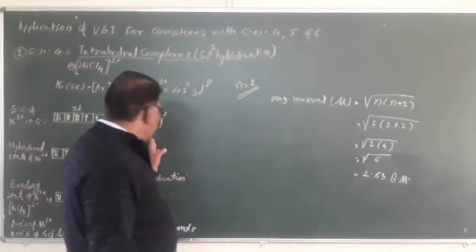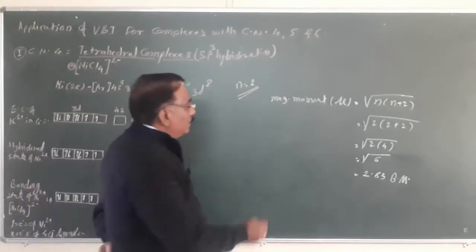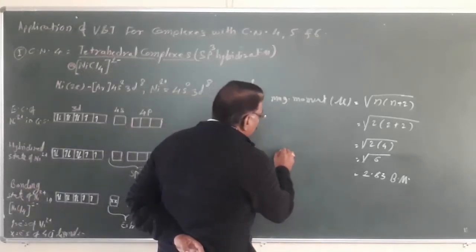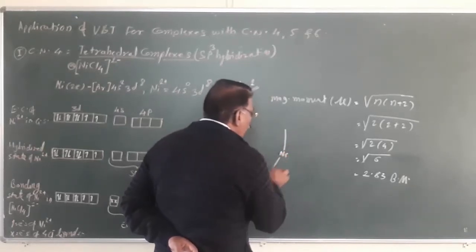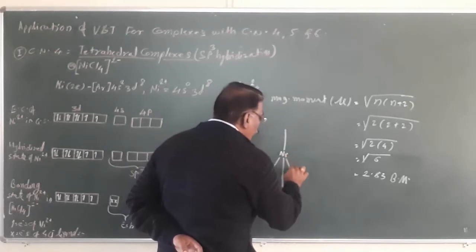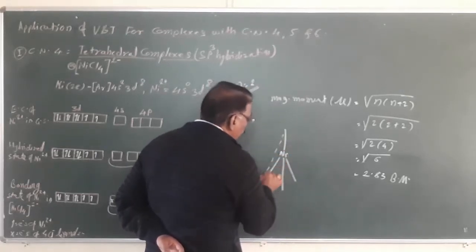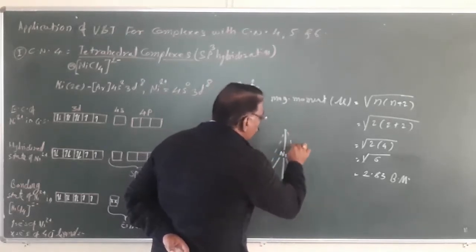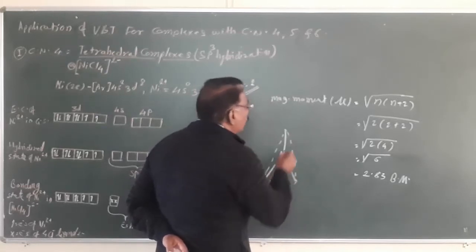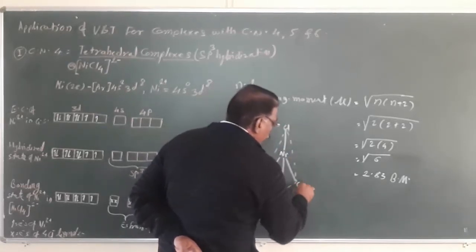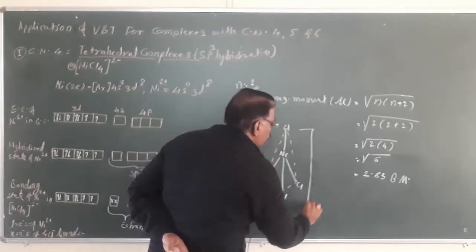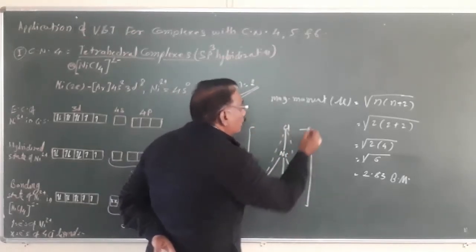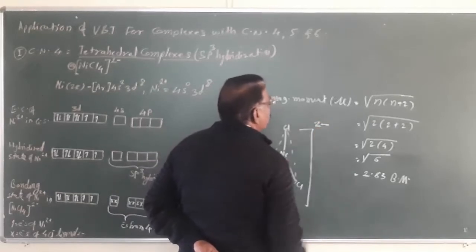This hybridization shows that it is tetrahedral. So see the tetrahedral geometry. Here at the center there is the central metal atom nickel and there are the 4 chlorine ligands at the 4 corners of the tetrahedron, and thus there is formation of this tetrahedral NiCl4 2 minus complex. So here is the structure of this complex.